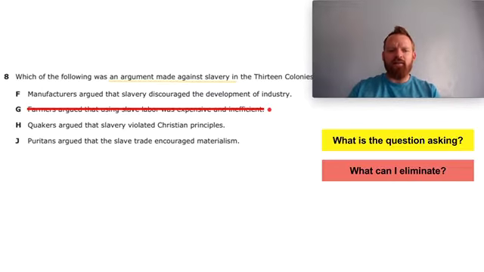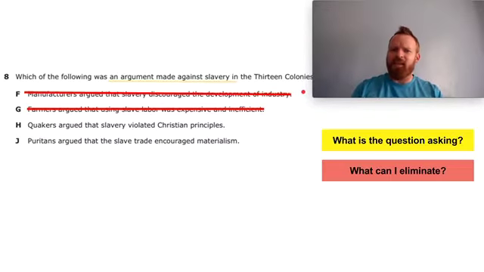And then next we look at the one that says manufacturers argued that slavery discouraged the development of industry. Well, slave labor might not have been one of the key factors directly in the industry of maybe some of the northern colonies. The use of slaves really did help propel the production of raw goods and therefore the development of industry later on. So again, that's another one that just doesn't make much sense. Why would the people producing all of these things that had free labor be the ones arguing against it?